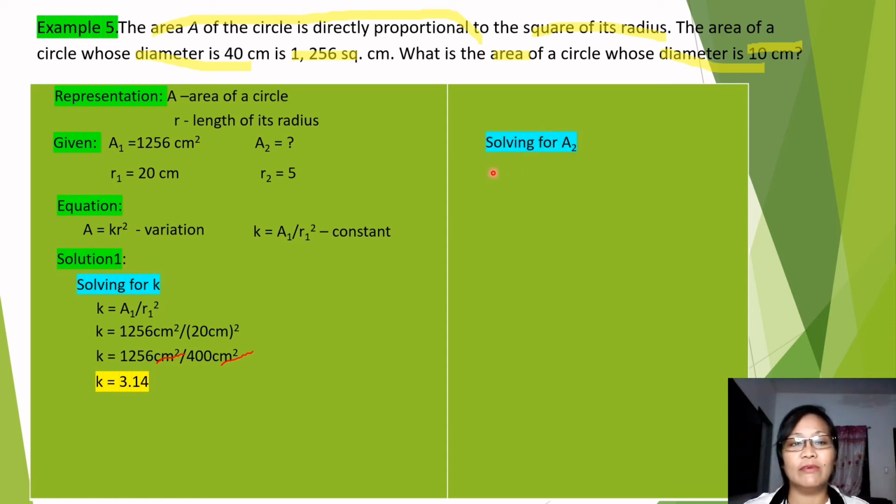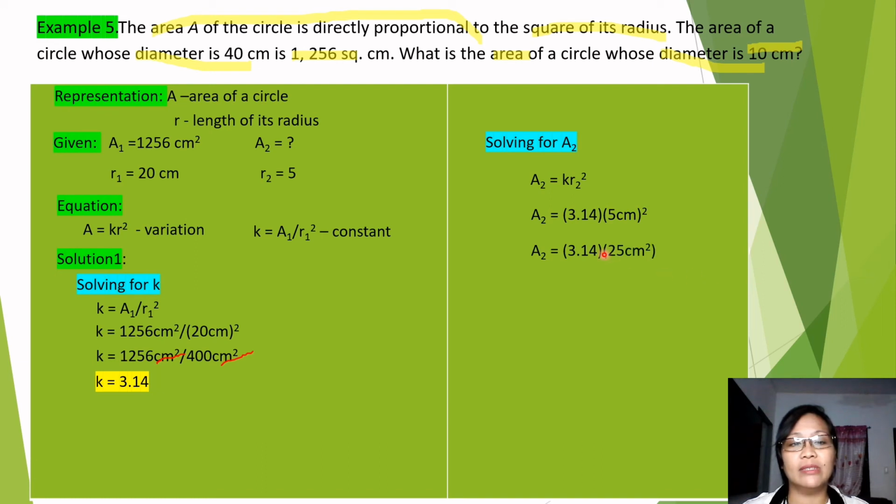Now, solving for A sub 2, we have A sub 2 is equal to K R sub 2 squared. Then substitute the given. A sub 2 is equal to, for our K, we have 3.14 times R sub 2, which is 5 centimeters, squared. So we need to square our R first.